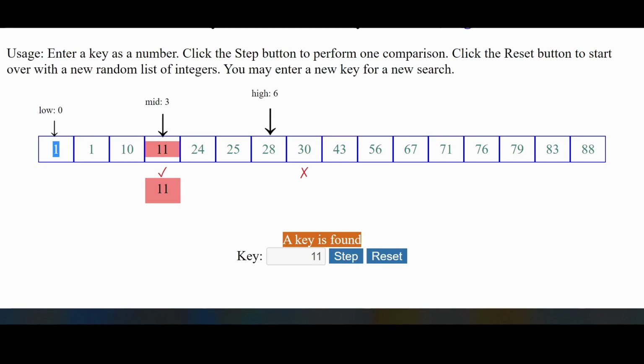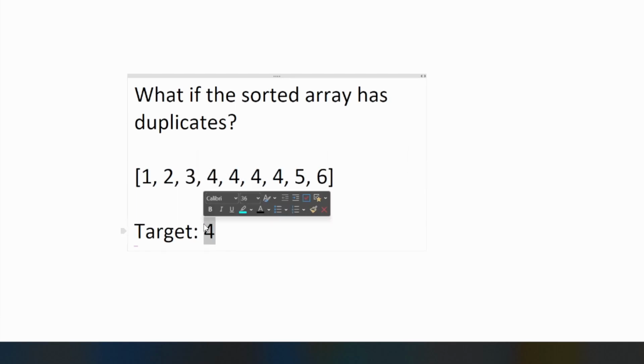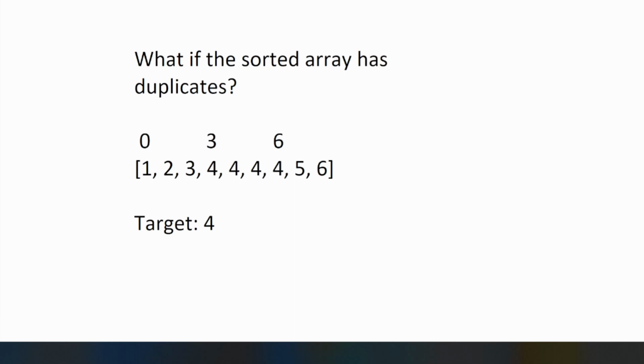Let's imagine this. What if the array contains duplicates, right? What if it contains duplicates and you want to find the target 4? Do you return this one? Do you return this one? Or do you return this one? For some specific situations, you actually need to find the leftmost or minimum index, or you need to find the maximum, the rightmost index. In this case, we simply modify our binary search a little bit.